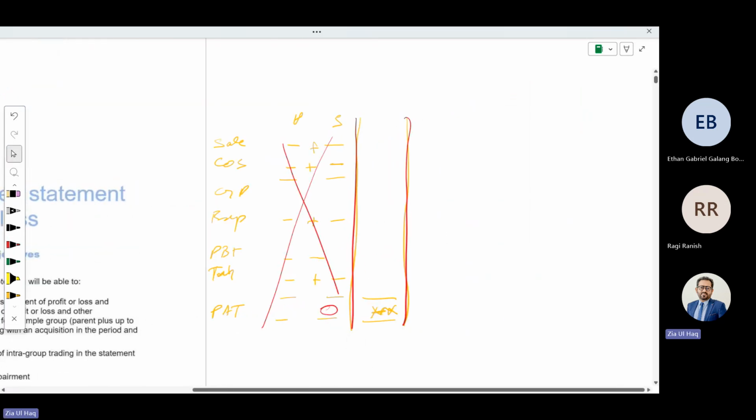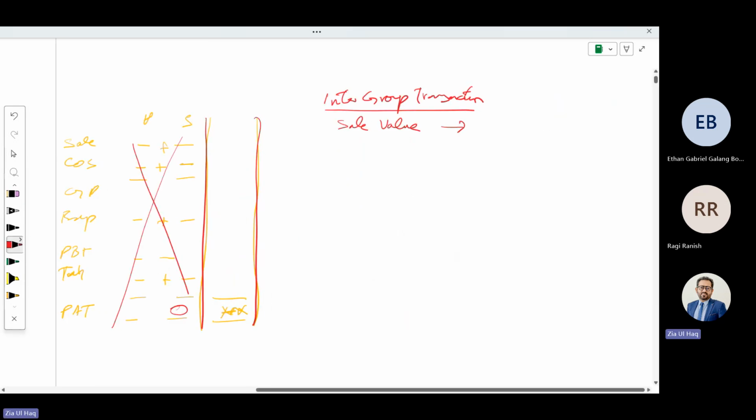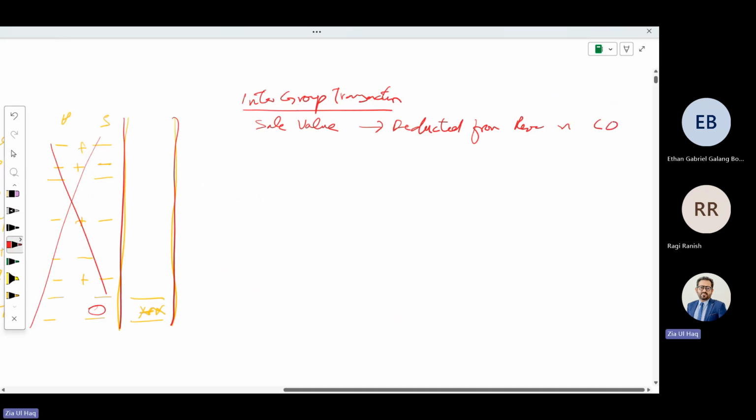In case of any intergroup transactions, we should always take the sales value, not the cost. So the sales value should be deducted from revenue and cost of sale, meaning the same value of sale that is relating to the intergroup transaction.